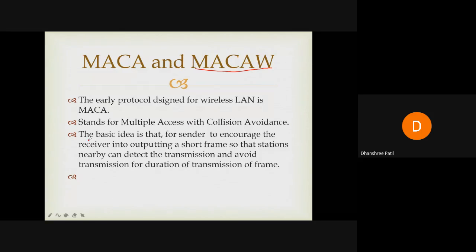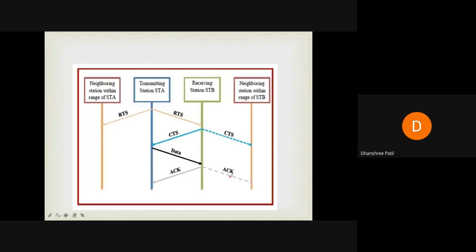So the basic idea behind this protocol is for the sender to encourage the receiver into outputting a short frame so that stations nearby can detect the transmission and avoid transmitting for the duration of the transmission of the frame. Okay, what you understood, I don't know, but I'll show you the diagram. From this you can definitely understand how MACA works.